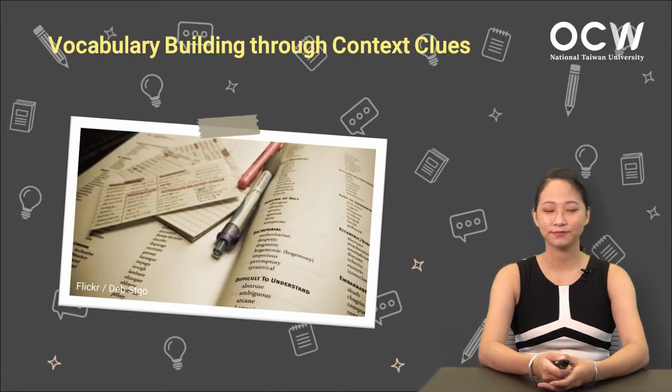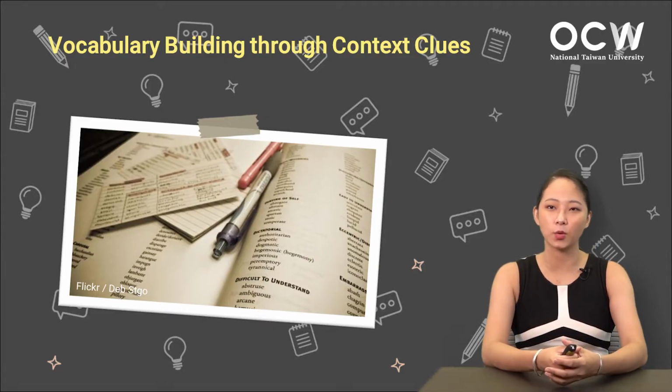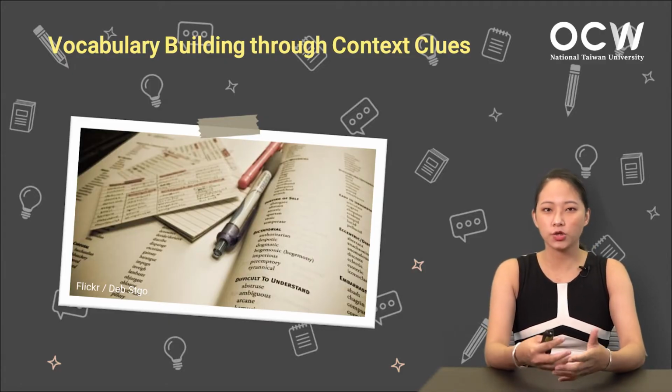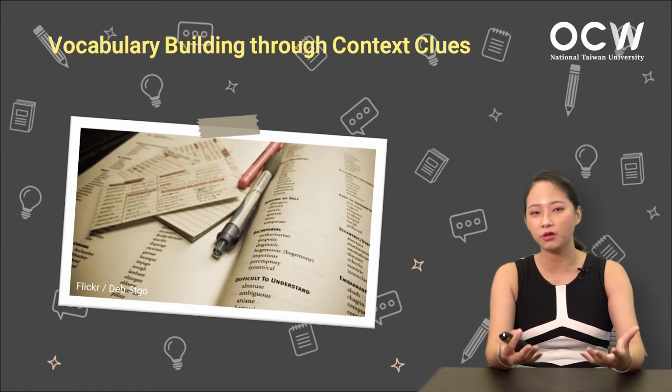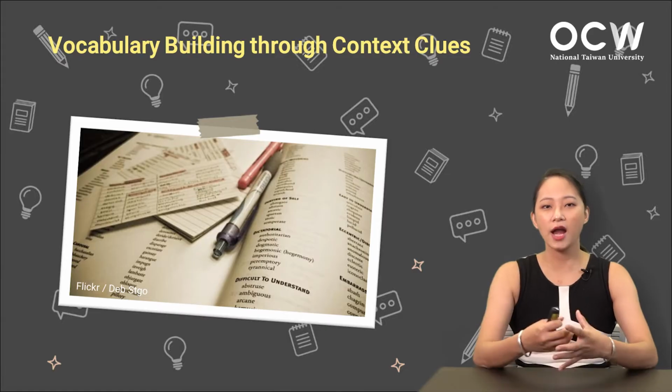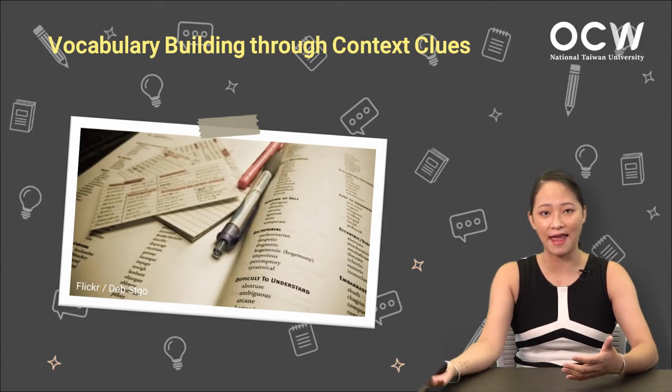Let's start. So when you're reading and you encounter an unfamiliar word, what do you do? Do you pick up a dictionary and look through it, or do you use your phone and Google it? And if so, what happens? Does it interrupt your flow of reading and result in you having to go through everything again?